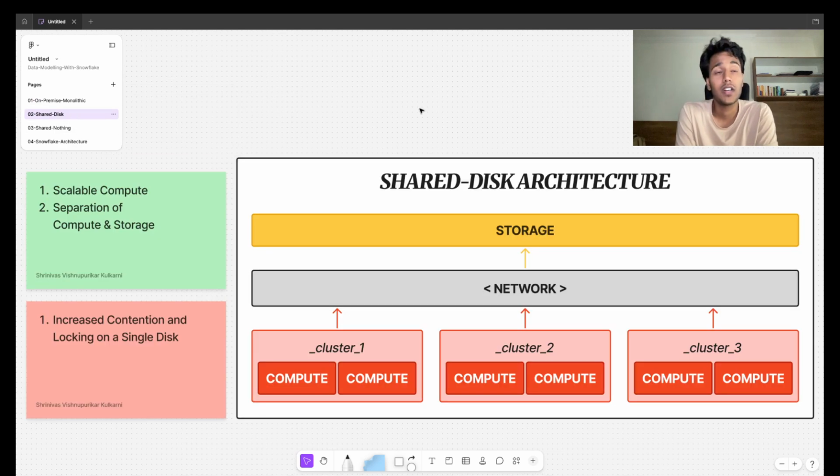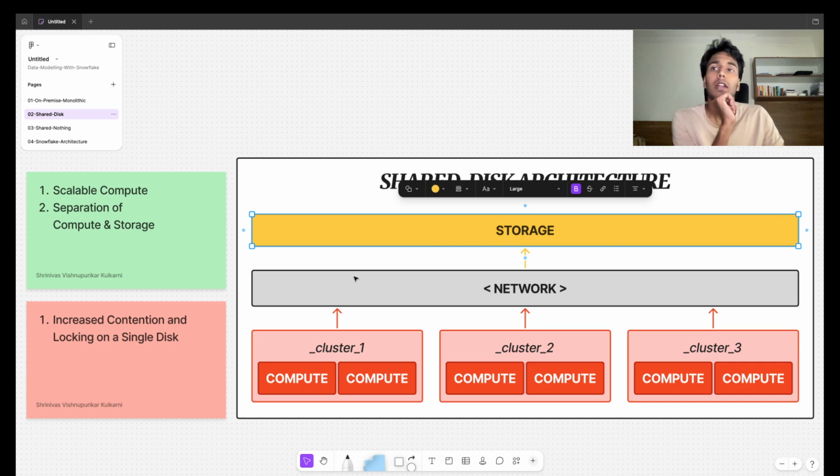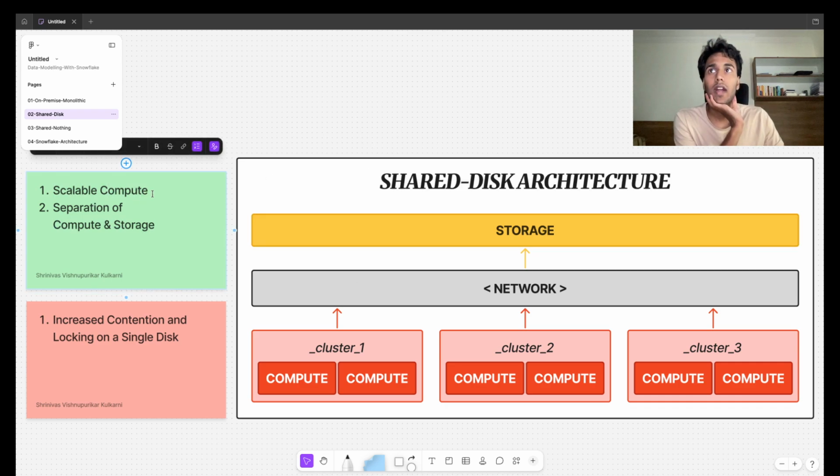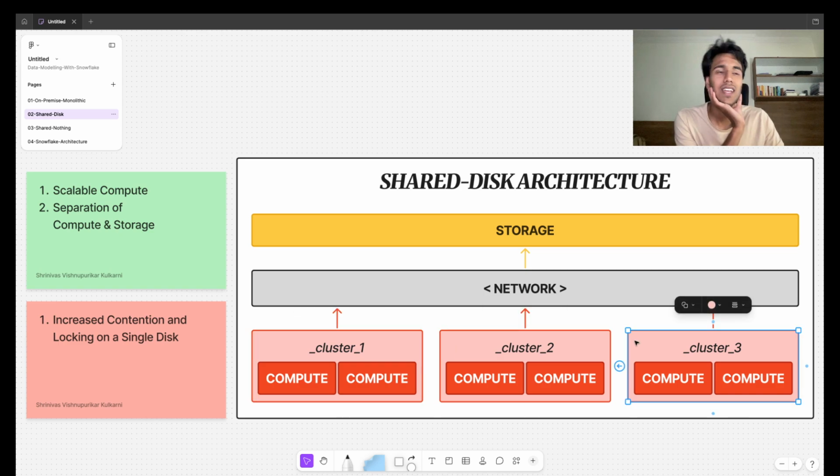Then we have this shared disk architecture, which is going to be, I would say, a significant one in today's video, because this is something that Snowflake has actually revamped and implemented in a little bit of different flavor. You can see that storage is centralized, but you have different clusters writing to the same storage. Now, what this meant was you had scalable compute. You could have different compute clusters with different sizes. In this case, for simplicity, I have defined three clusters with approximately the same compute configuration, but we do have separation of compute and storage.